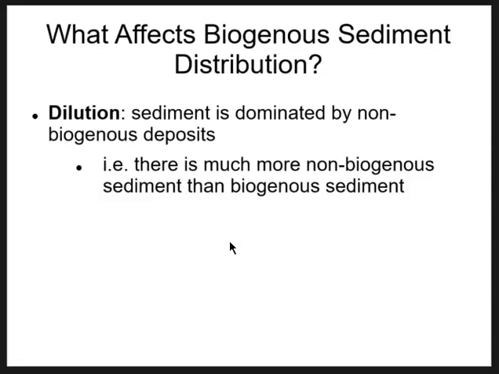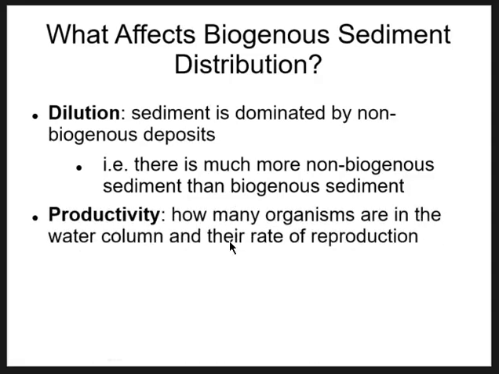Now, whether or not biogenous sediment accumulates is based on a couple of different factors. One of them is dilution, where sediment is dominated by other types of deposits rather than biogenous. When we're talking about a beach that has a bunch of lithogenous sand with biogenous shells inside, it's mostly made up of lithogenous, so that's why we define it that way, even though there is some biogenous. If the biogenous sediment is diluted by something else, then it's not really dominating that area.